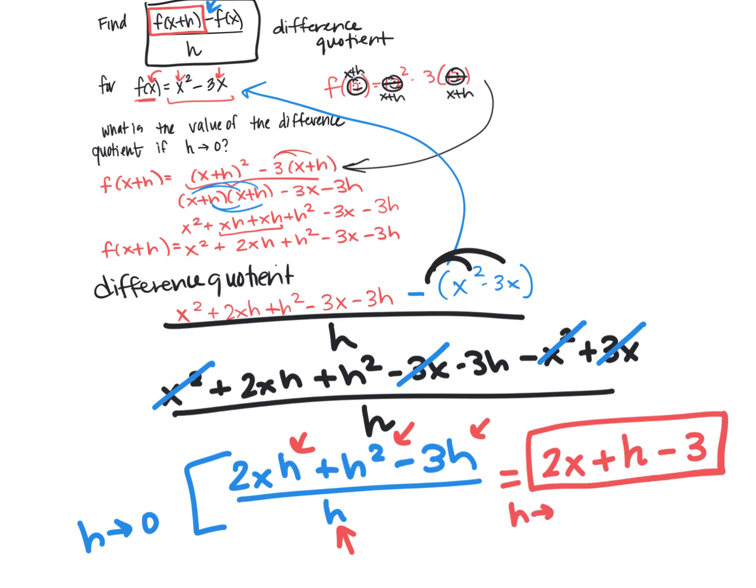And so as h goes to 0, this is 2x minus 3. That was our goal. So hope that helped.